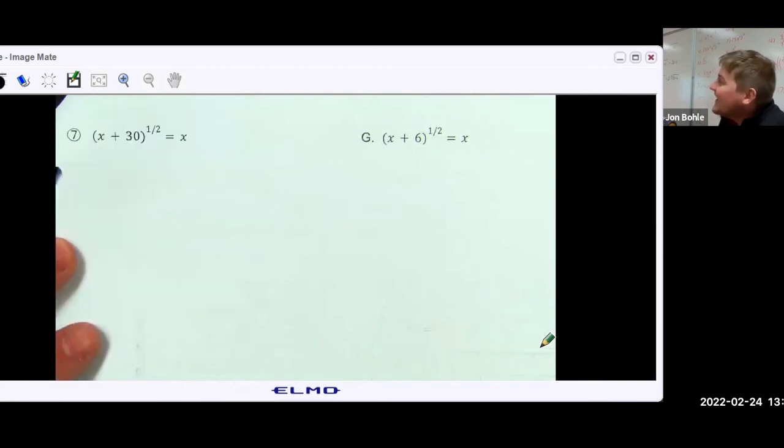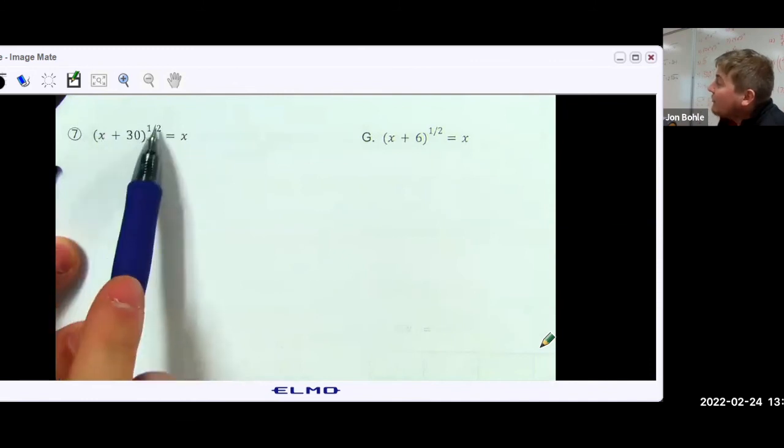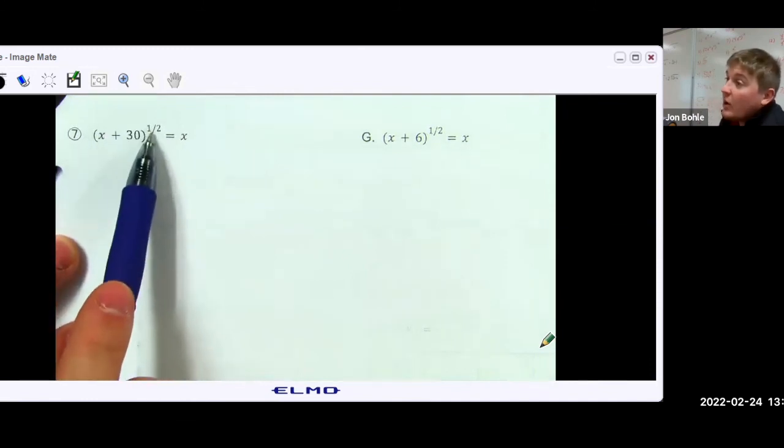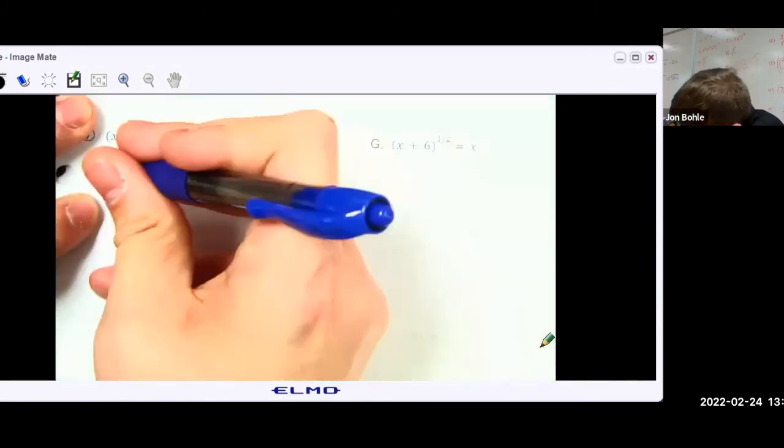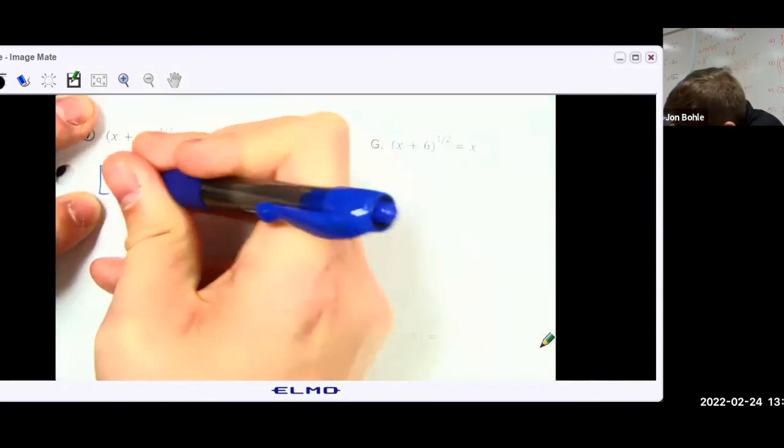All right. So in this particular problem, I have the 1/2 power. The 1/2 power is the same as what? Square root. And how am I going to undo square rooting? Squaring, the second power.